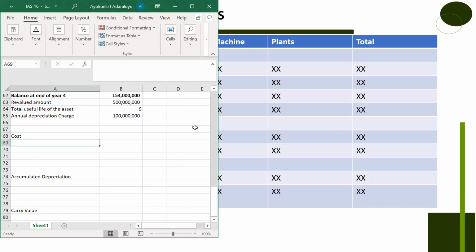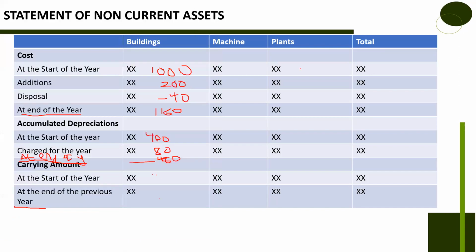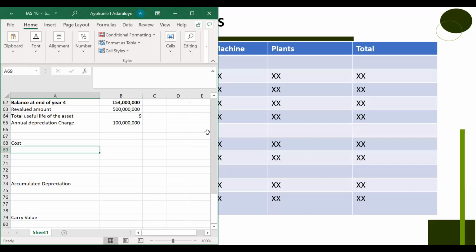So now we go to our cost. Cost at the start of the year. We add our additions and we remove our disposal. Very easy. Cost: what is the cost at the start of the year? We add our additions. Are you with me? Please be rolling with me. And we remove our disposal.